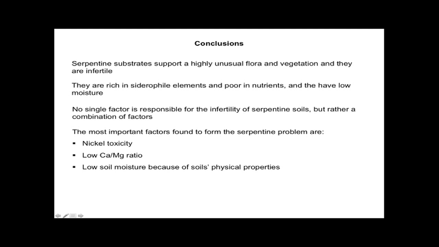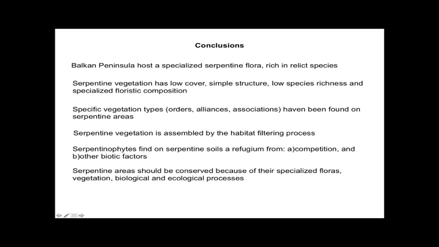Concerning the serpentine factor, there is no single factor responsible for the infertility of serpentine soils, but rather a combination of factors. However, the most important factors found until now are nickel toxicity, low calcium to magnesium ratio, and soil moisture. The Balkan Peninsula hosts a specialized serpentine flora which is very rich in relict species. Serpentine vegetation has low cover, simple structure, low species richness, and a specialized floristic composition.